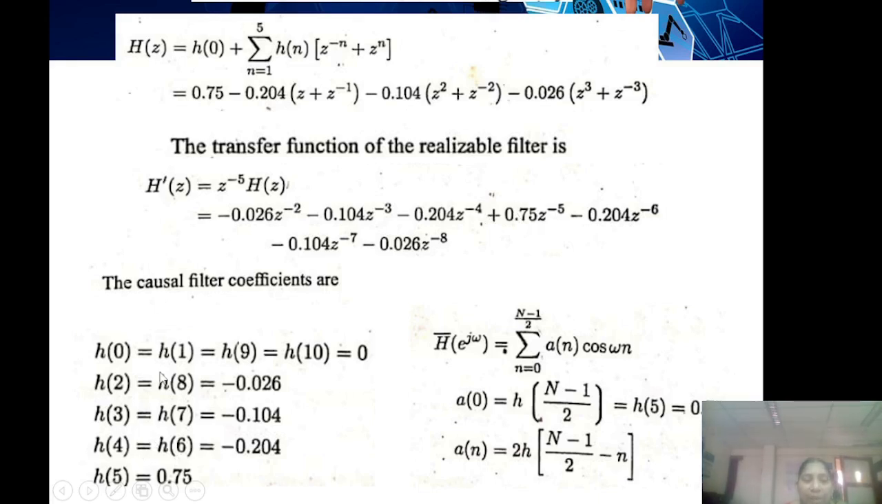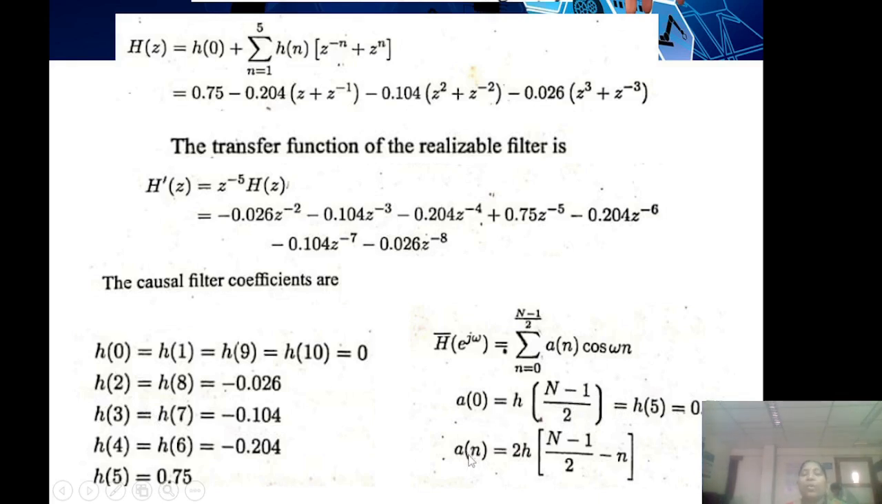So after obtaining these filter coefficients, we have to use this magnitude function, modulus of H of e power j omega equal to summation n equal to 0 to N minus 1 by 2 of a of n cos omega n. So in this, you have to substitute the n value first to 0 and then for non-zero values. For n value 0, a of 0, the formula is h of N minus 1 divided by 2. When you simplify, it will be h of 5, the value is 0.75.